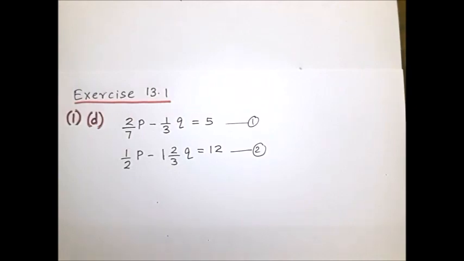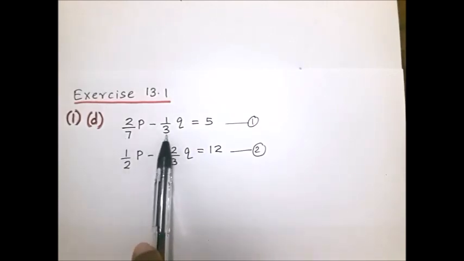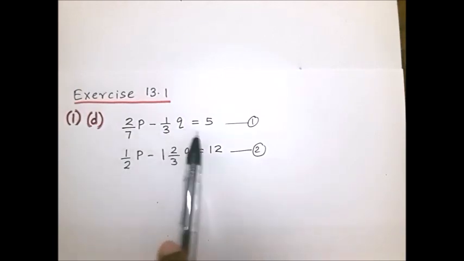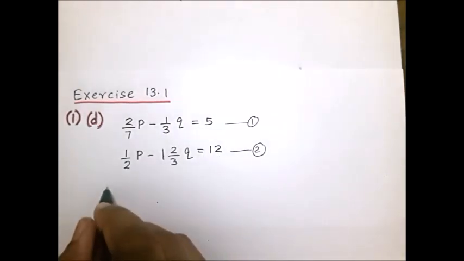Hello students, today I am going to discuss exercises in equation lesson. Let's start exercise 13.1 and part D in first question. Here denominators are 7 and 3. You have to remove 7 and 3 both. So multiply each and every term by 21.